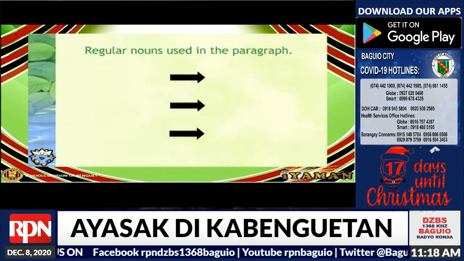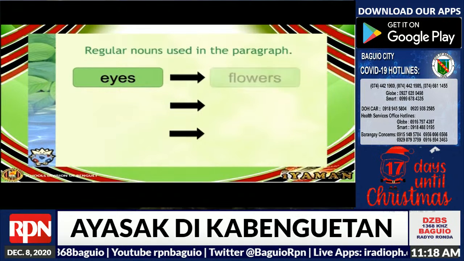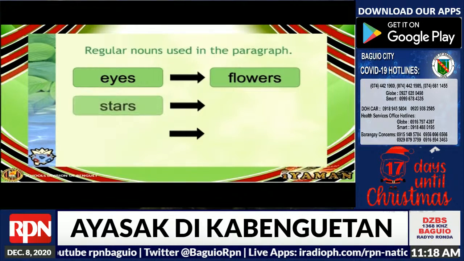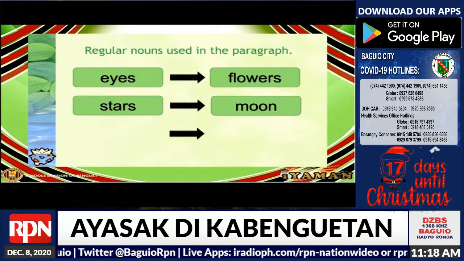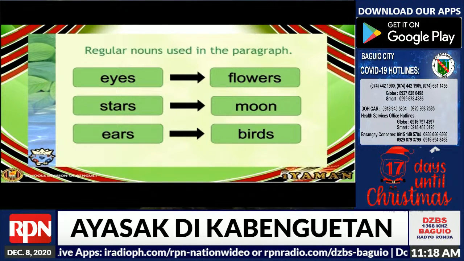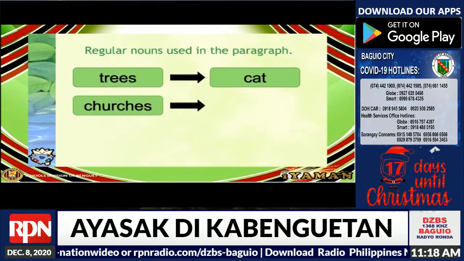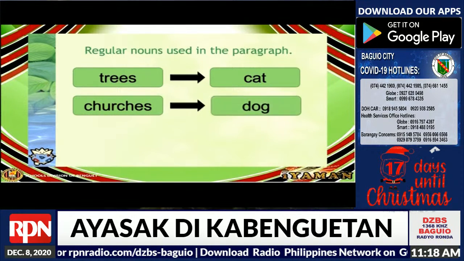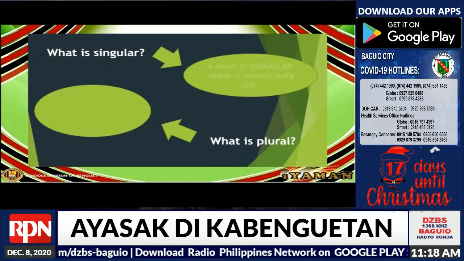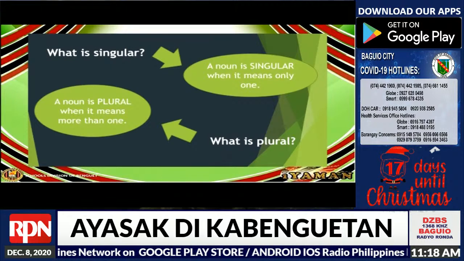These are the nouns used in the paragraph. Eyes, flowers, stars, moon, ears, birds, trees, cat, churches, and dog. Now, what is singular? A noun is singular when it means only one. What is plural? A noun is plural when it means more than one.